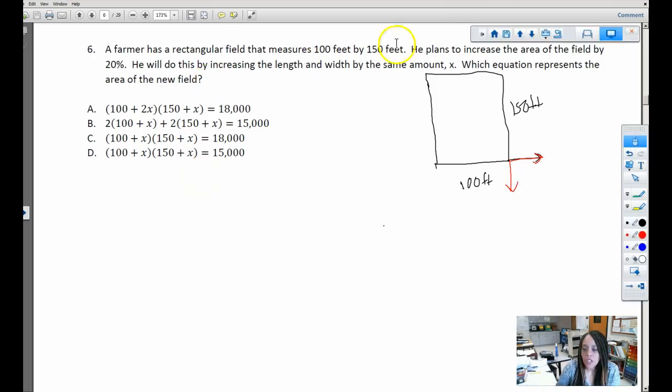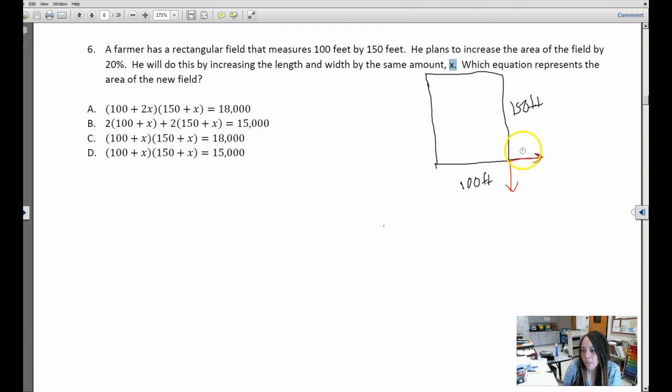All right, so 20% and 20% there. And so it says here, all right, 20%. He will do this by increasing the length. We did that. So how much is he increasing is X. I'm going to go to my blue marker here. Hopefully I selected that blue. Boom. So how much is this 20%? It's going to be X here and X here.